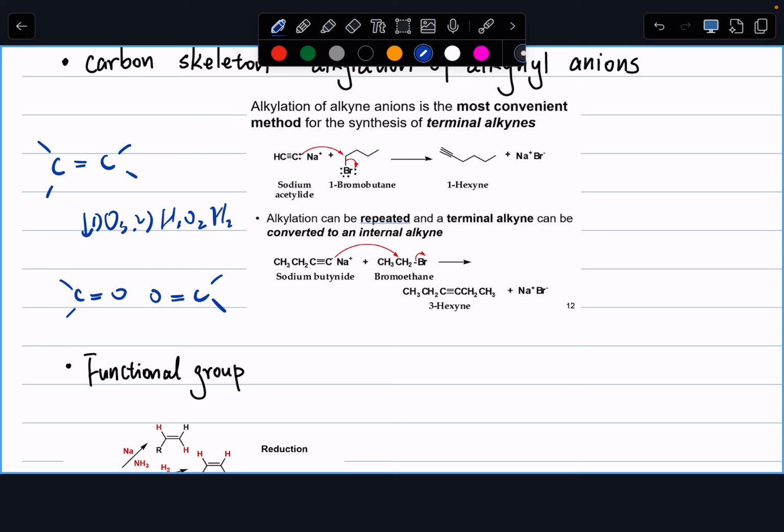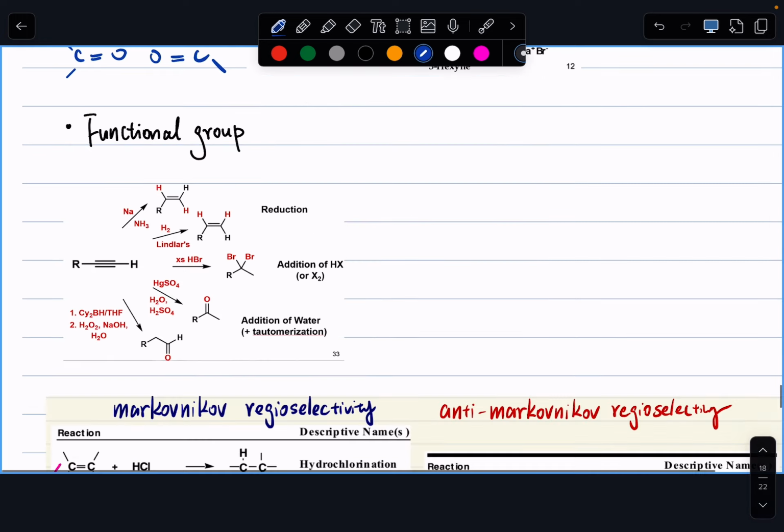So alkylation of alkynyl anions makes a longer carbon skeleton. Ozonolysis makes a shorter carbon skeleton. So these are the two toolboxes we have. Next step, how do we manipulate the functional group?